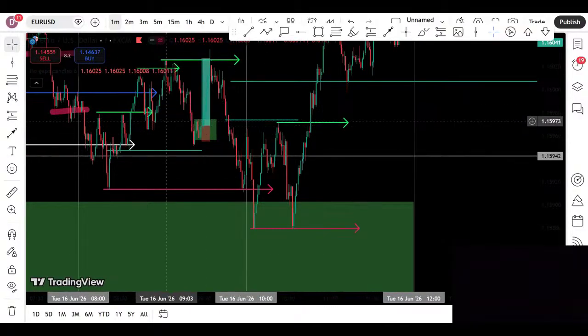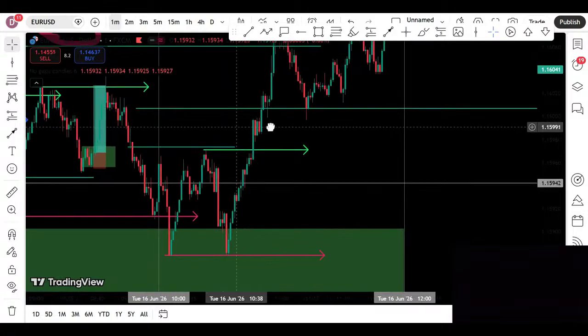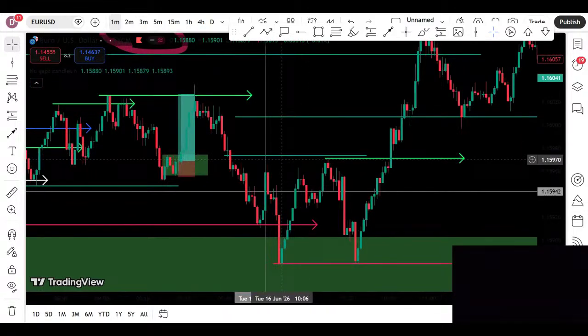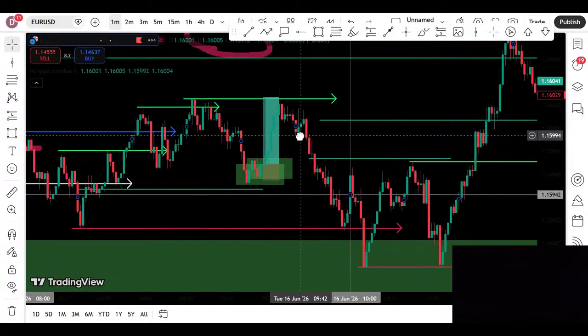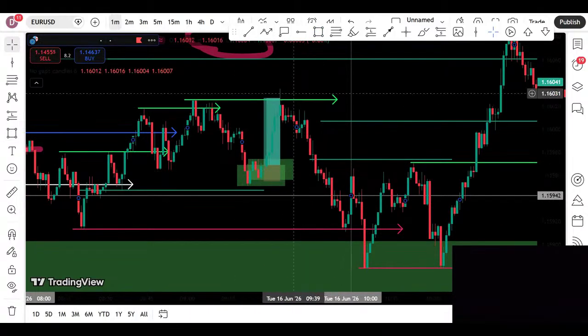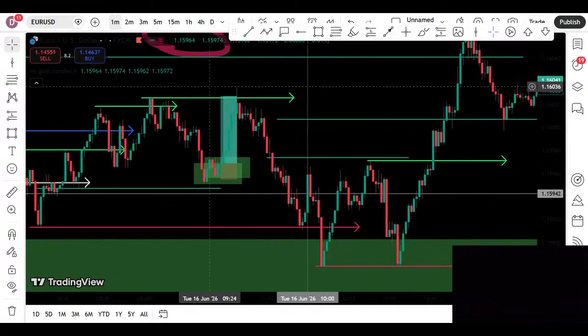So probably I could have taken this trade here, probably after seeing this confirmation. See, these are flip, body close above, tap, sweep, confirmation, TP.